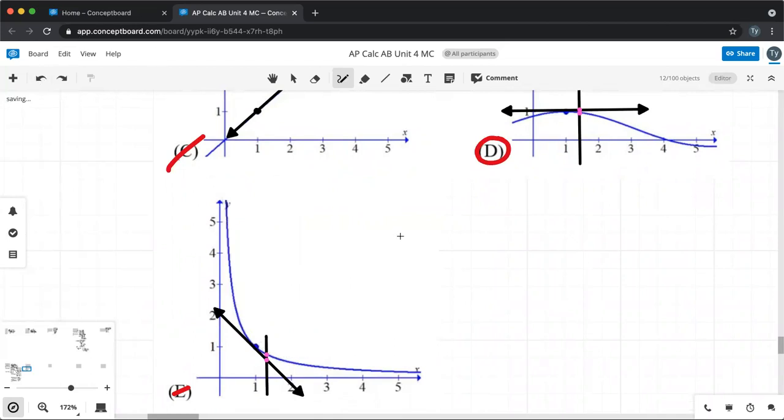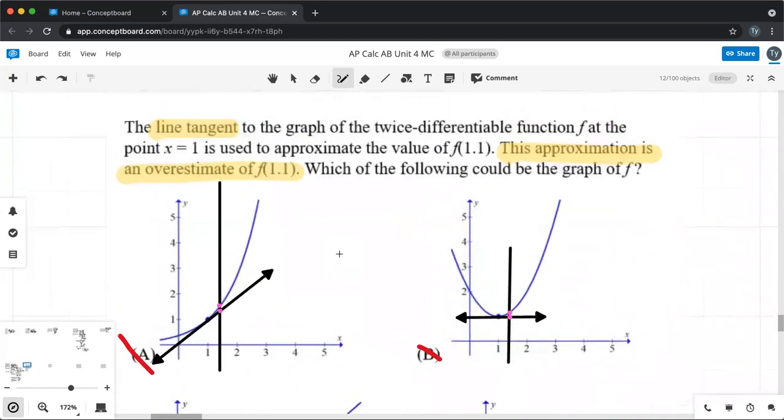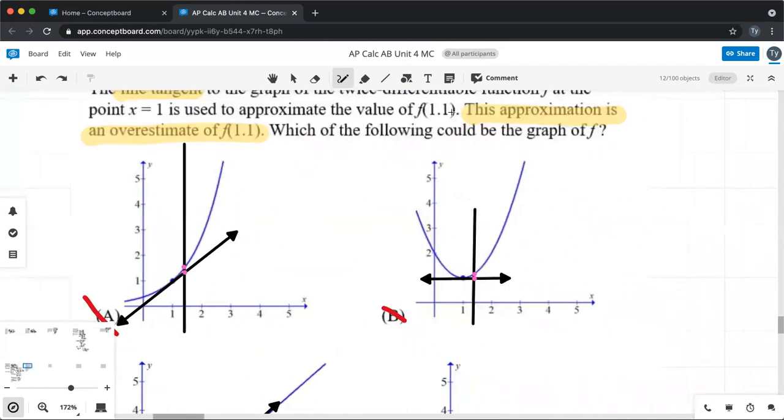If that's not comfortable, the tangent line thing is exactly fine. It's perfectly fine. But again, if you can identify concavity by looking at a graph, then for an overestimate, we want concave down. For an underestimate, we want concave up. Okay, if that's confusing, do not worry about it. Using tangent lines is totally fine.